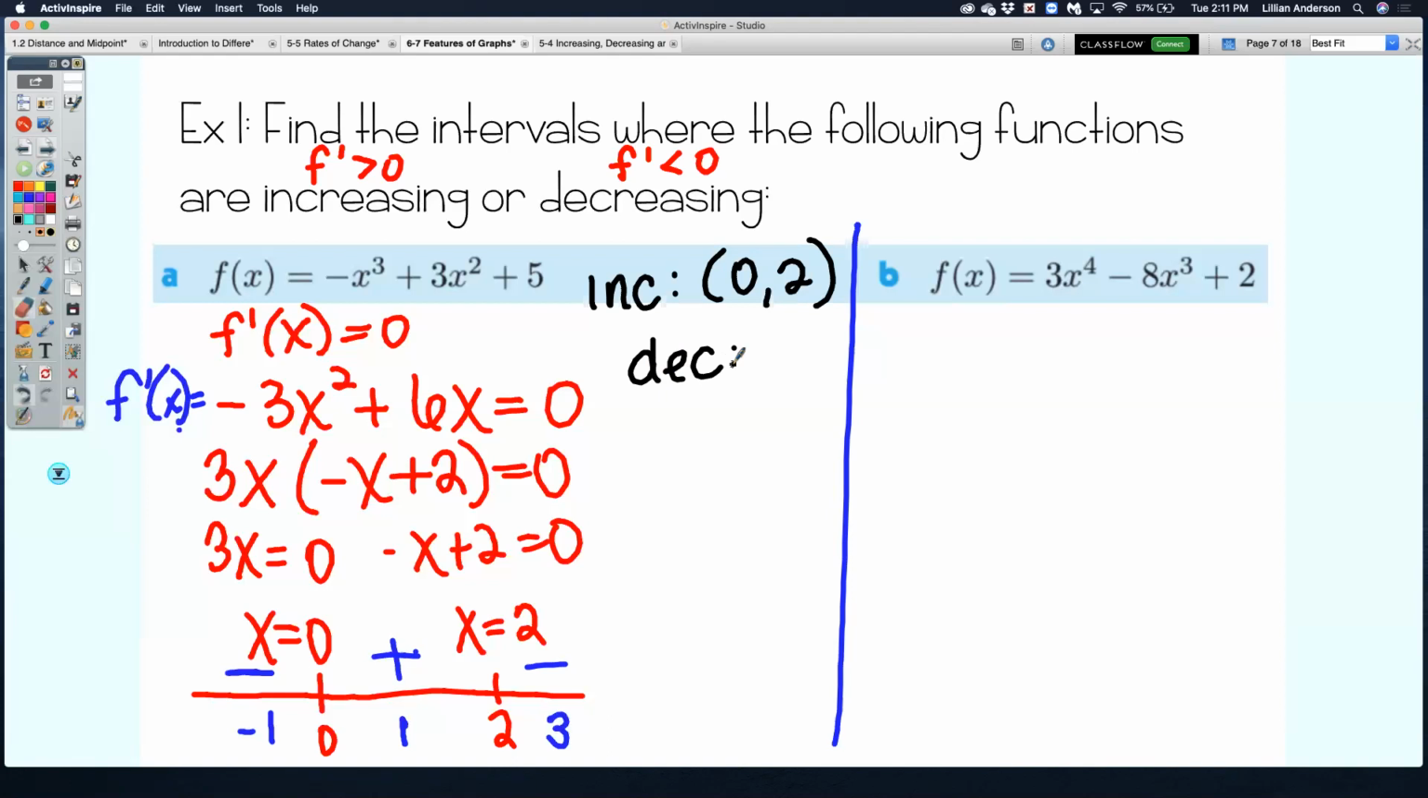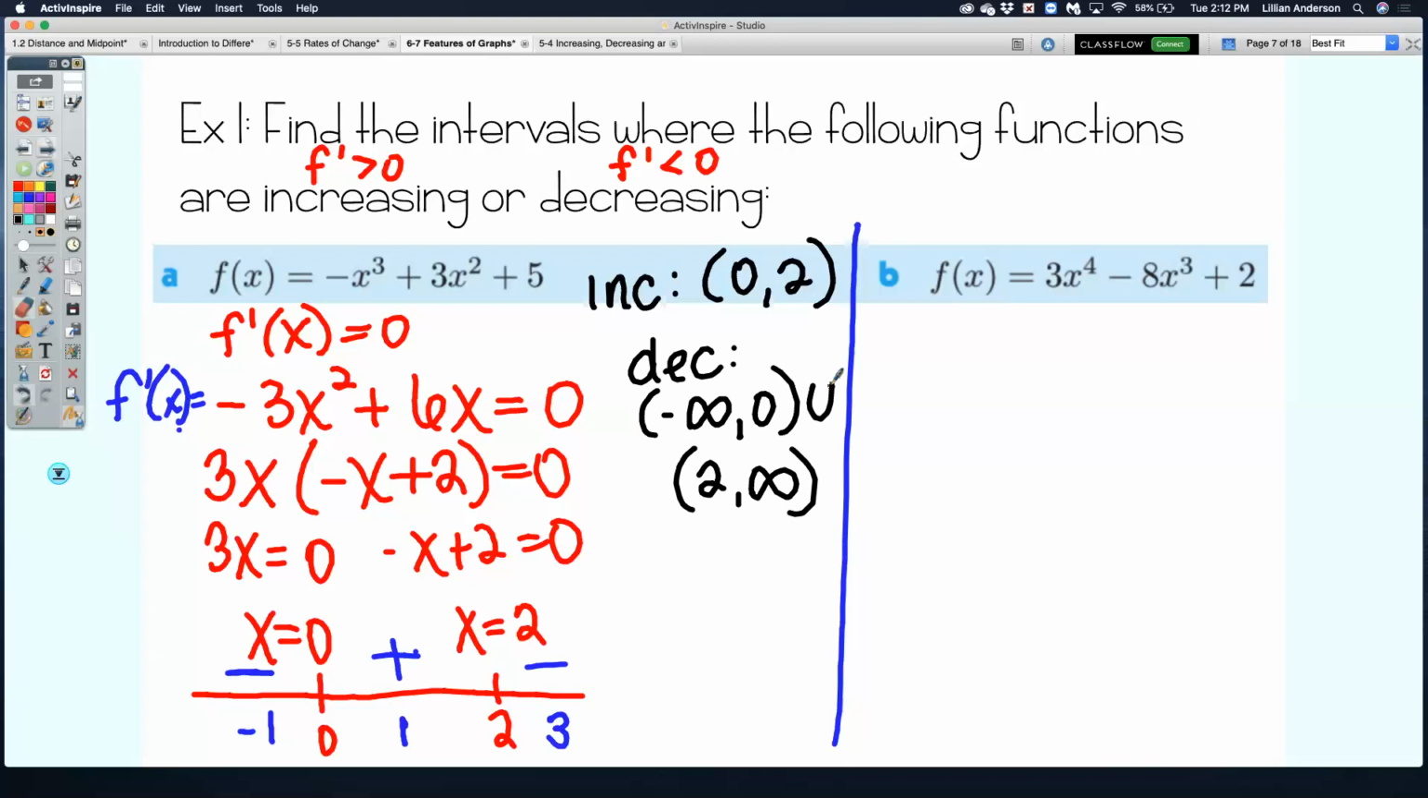But it's decreasing in 2 different places. From what to what? Negative infinity to 0. 2 to positive infinity. How do I connect these 2 intervals? A little louder. With the union. Very good.